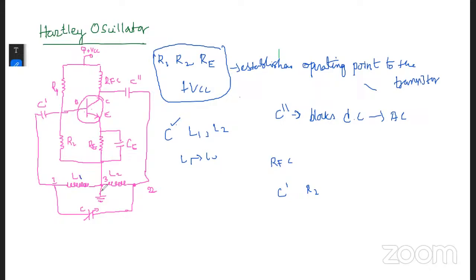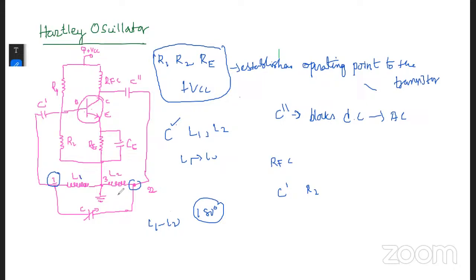Now it may seem that the energy supplied to the tank circuit is in phase with the generated oscillations. The ends 1 and 2 of the auto transformer, which are nothing but the L1, L2 combination, form the auto transformer. So this is going to be 180 degrees out of phase. That is, L1 and L2 are 180 degrees out of phase.